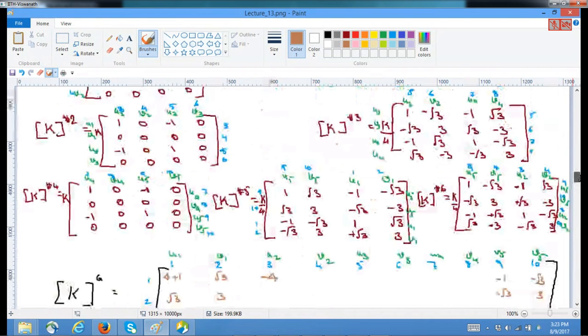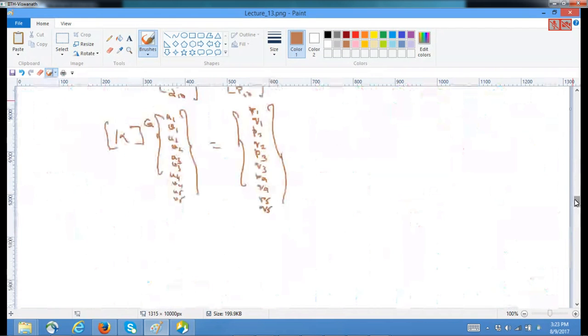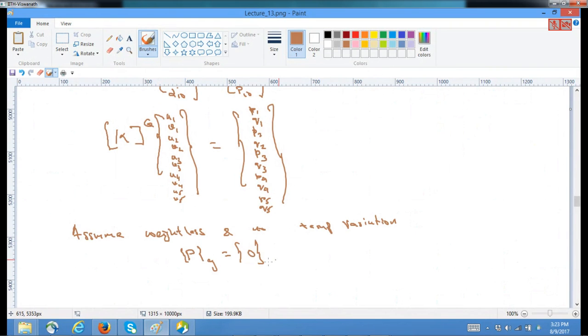There is also no temperature variation, so assume weightless and no temperature variation. In that case, the force field coming from gravity is 0, and the force field coming from the temperature is also 0. I don't have to worry about it. Only the external forces I need to worry about.